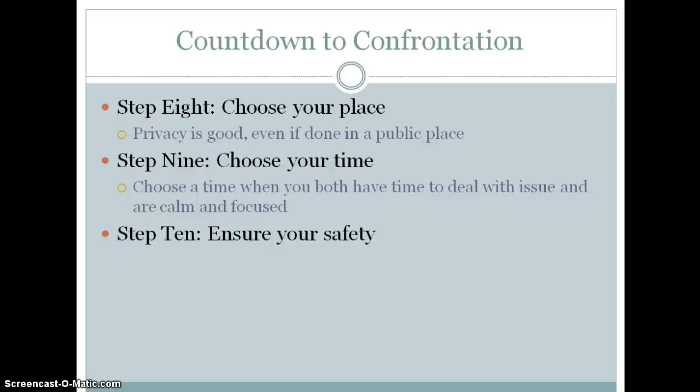And then lastly, you want to ensure your safety. So we've talked about this before. If this person may be prone to violence, maybe ask somebody else to be there or consult some other resources before confronting this person.